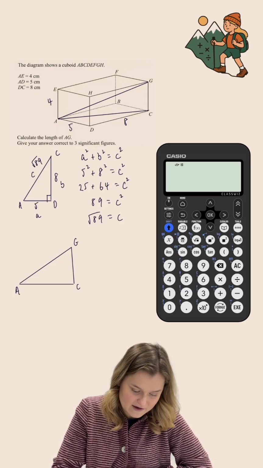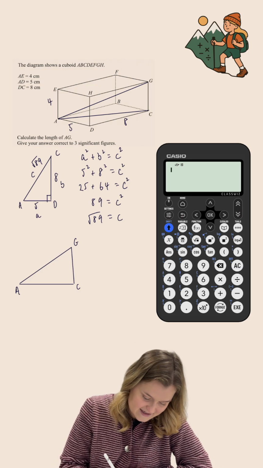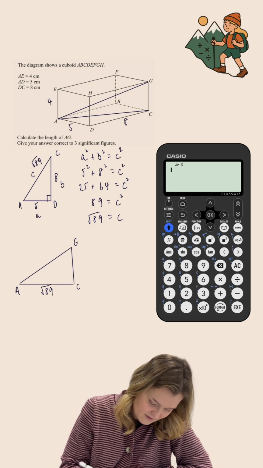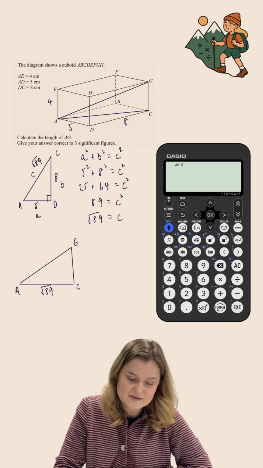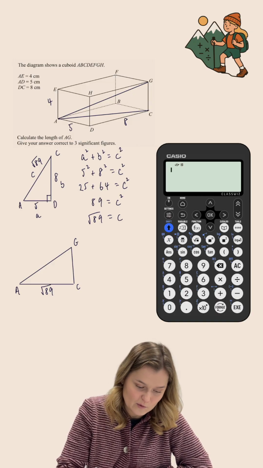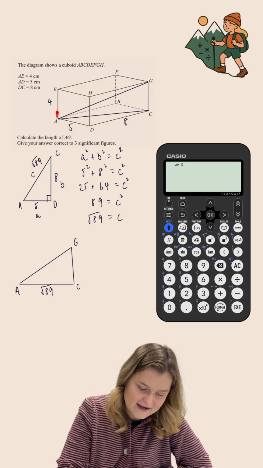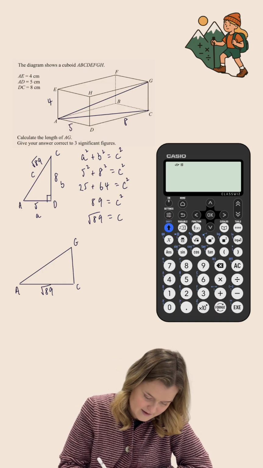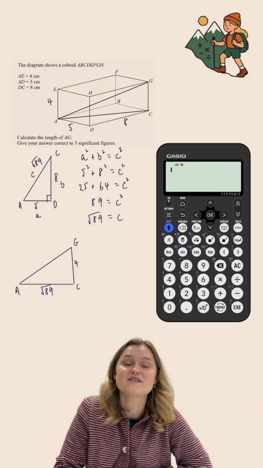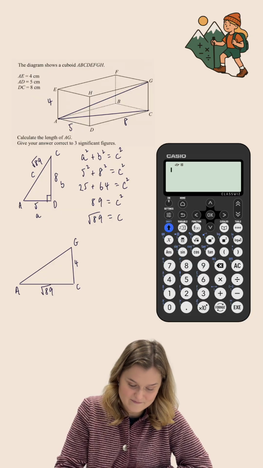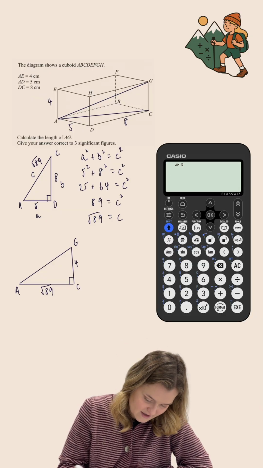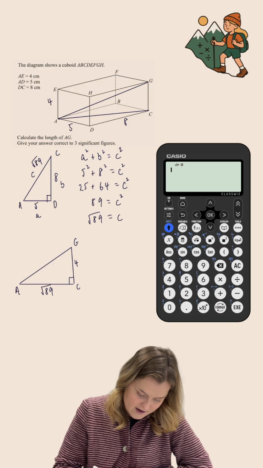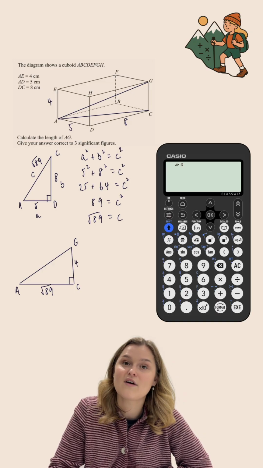Now, I've just worked out that the length from A to C is the square root of 89. And I also know that from C to G is 4, because in my diagram, A to E was 4, so this length here is also 4. So I'm going to label that one as 4. And now we just need to use Pythagoras' theorem again. I have a right angle just down here, so the angle ACG is a right angle.